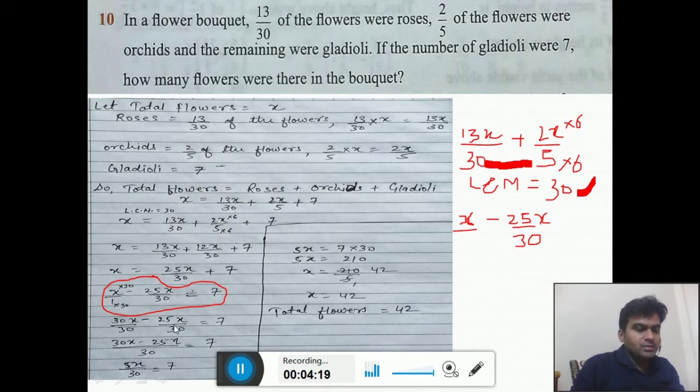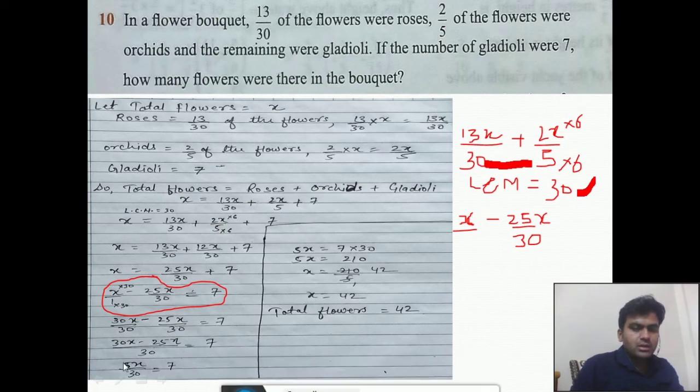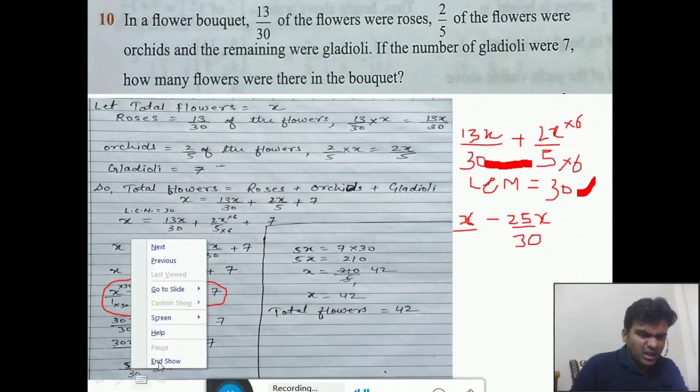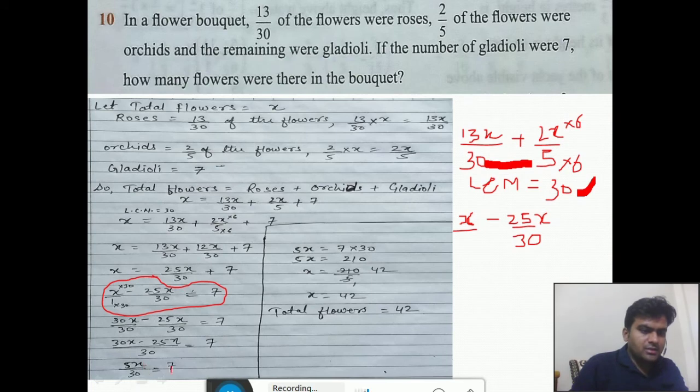Now 30x minus 25x will become 5x here. Now equals to 7. Now we can transfer, it becomes 5x upon 30 equals 7. Now this 30 we can transfer to that side, so it will become 7 into 30 and 5x will remain on the left hand side. Now 30 into 7 equals 210. Now we have to divide this 210 by 5, because here 5 is in multiplication, when we transfer it to that side it will be in division.